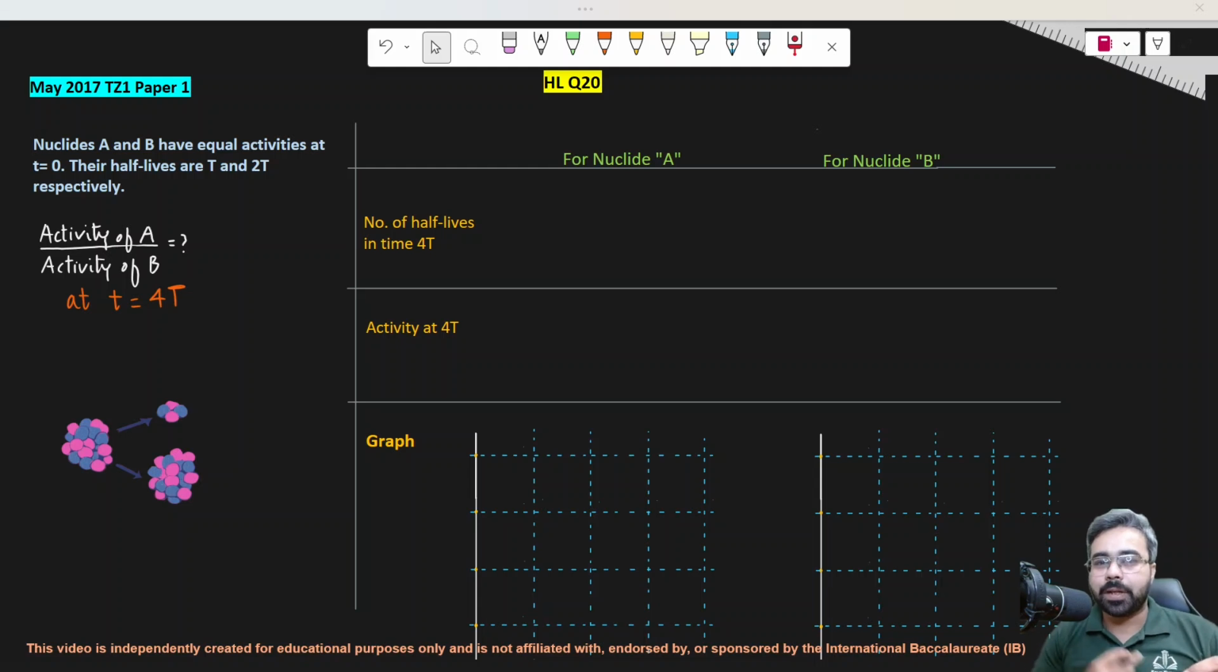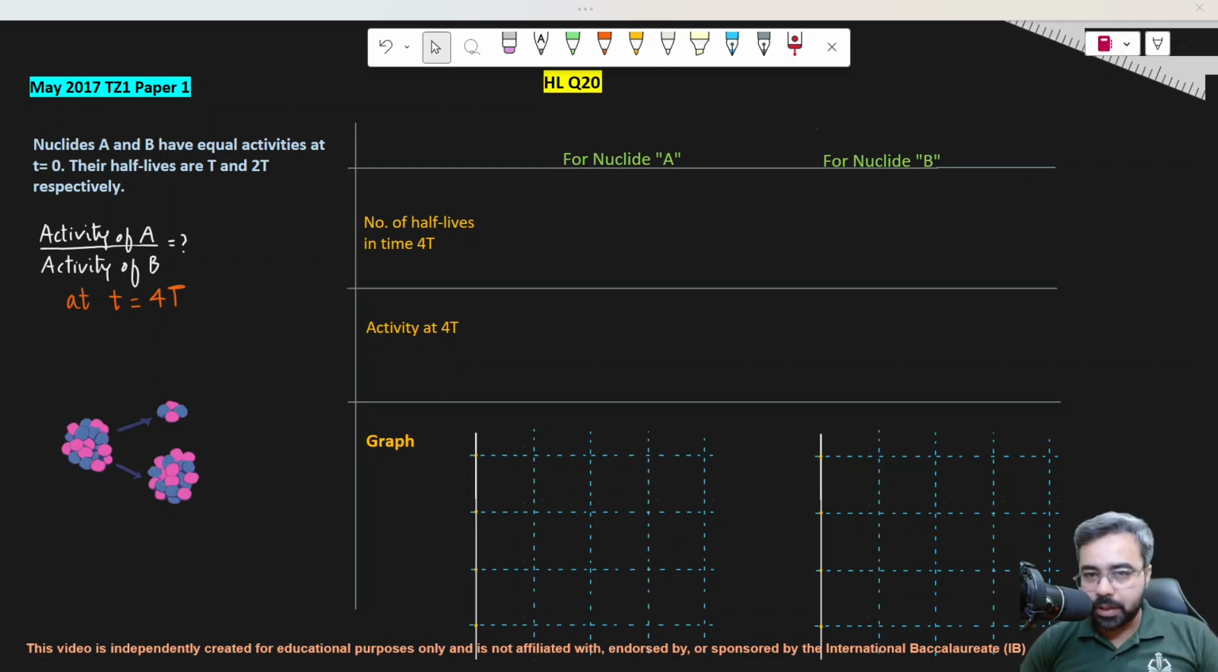This question is about the ratio of radioactive activity of the two nuclides A and B. I will show you the solution in two alternative ways. The first is by equation, and second, I will show you the results in a graph as well.